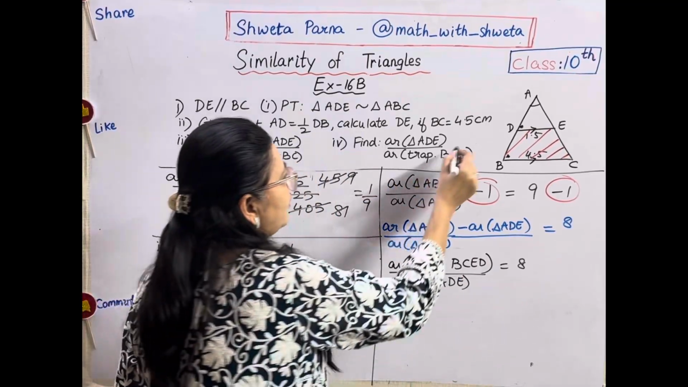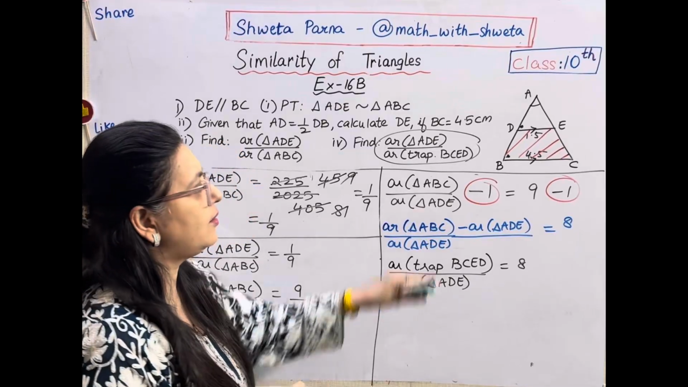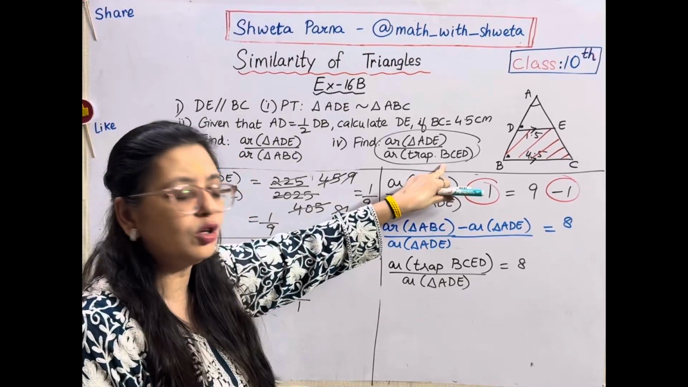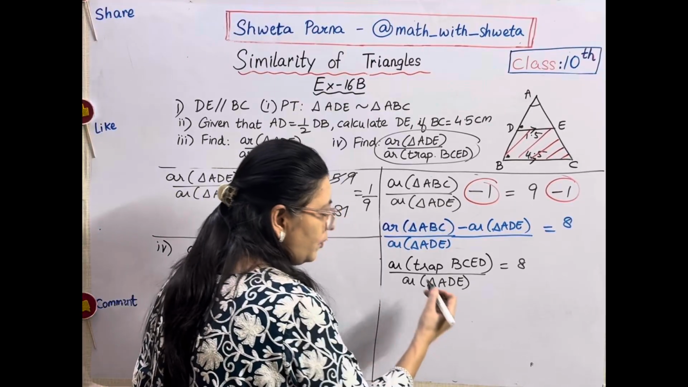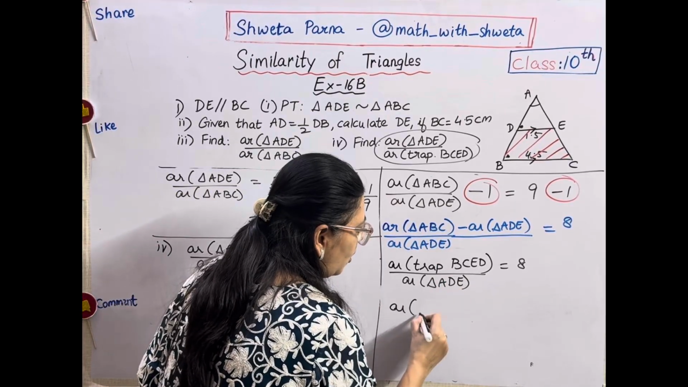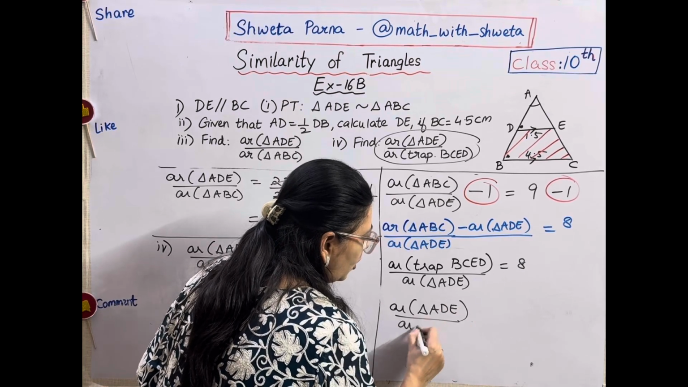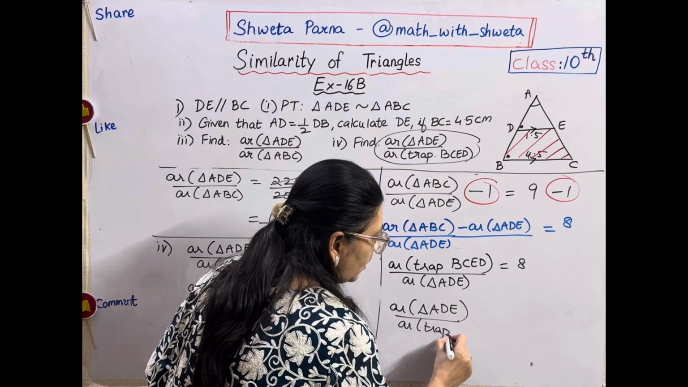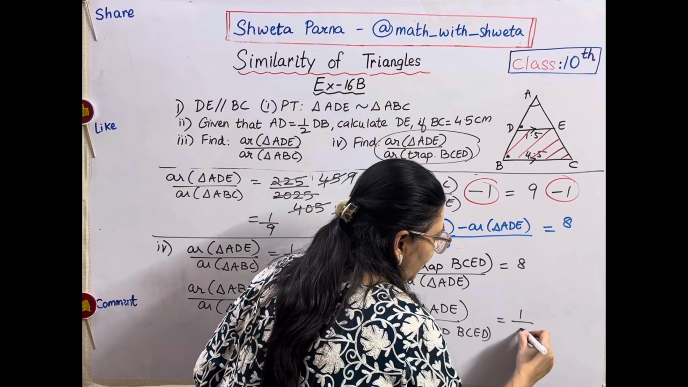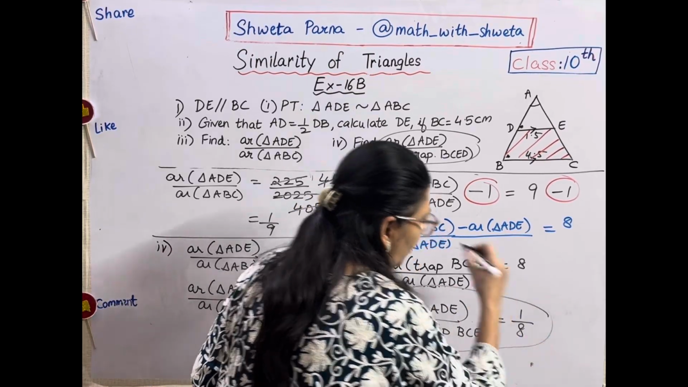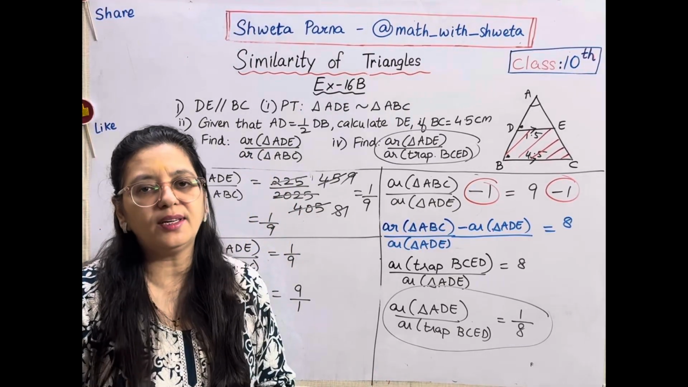But what was in the question? The question was, the triangle is up, the smaller triangle is up, and the trapezium is in the denominator. So what will you do? Again you will take the reciprocal. So when you take the reciprocal, area of triangle ADE upon area of trapezium BCED is equal to 1 upon 8. And this becomes your fourth part of the answer. Yes? Come on, let's go to the next one.